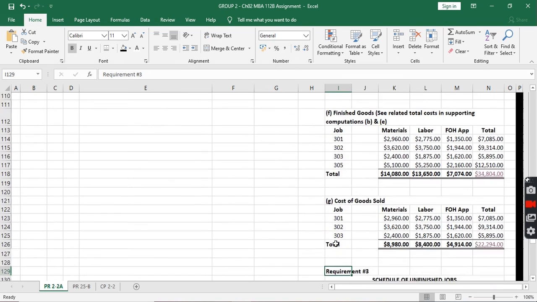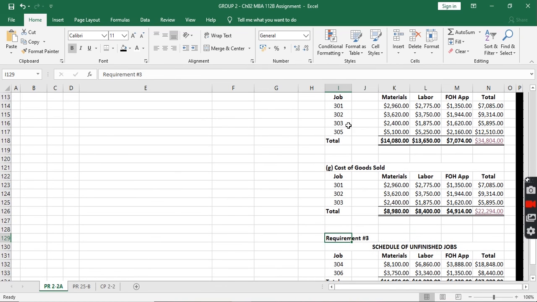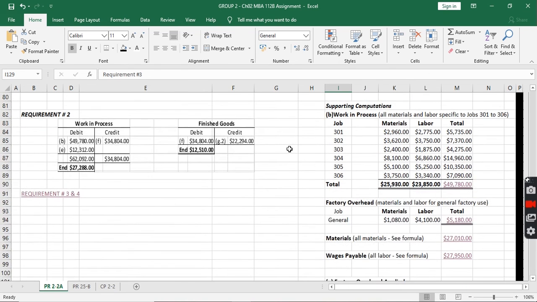For our finished goods on hand, since we have finished jobs 301, 302, 303, and 305, but sold jobs 301, 302, and 303, only job 305 is a finished good which is still on hand. So with that, we simply have to get this amount. This should give us finished goods, completed jobs on hand, amounting to 12,510, which is equal to our ending finished goods as shown in our T account for finished goods. And that's the end for problem 2-2.